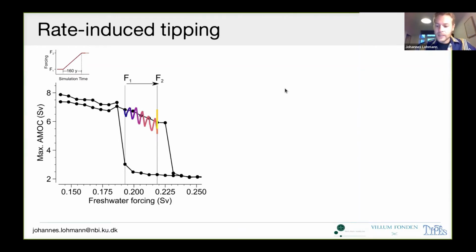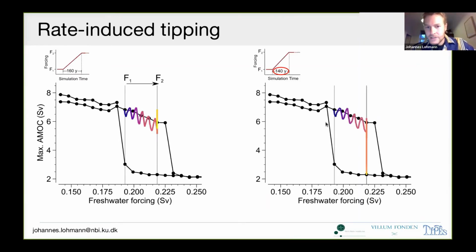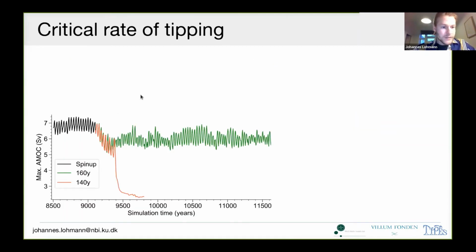But if I go to a faster parameter change, a ramp of 140 years, you can see that we tip down to this lower branch, which is the branch of a collapsed AMOC. So we indeed see a rate-induced tipping in this model. Here I show the same thing, but as time series. You have a spin-up trajectory here with some multi-decadal oscillations, and then we branch off 2 realizations. One with a slightly faster rate where you tip down, and the other one where you can track this equilibrium. This suggests that somewhere in between these 2 values, there could be a critical rate of tipping.